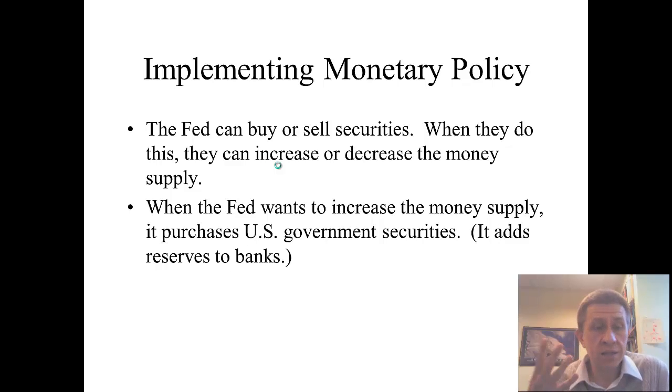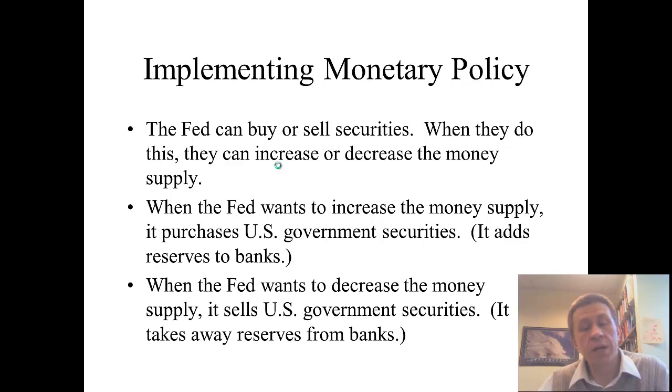By doing this, it adds reserves into banks. The bonds are owned by private investors. The government wants to increase the money supply, so it buys some of those bonds and pays money for them. Now there's more money in checking and savings accounts, which can add to the U.S. money supply. If it wants to decrease the money supply, it just does the opposite. It sells some of the bonds that it has, gets some money and takes it out of circulation. It takes away reserves from banks. So the Federal Reserve can add or take away reserves from banks by buying or selling government bonds.